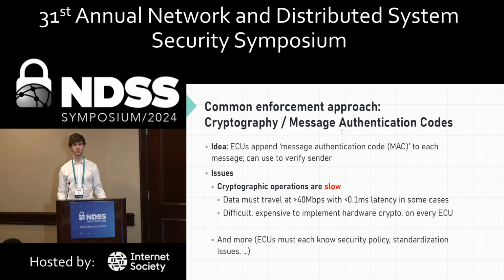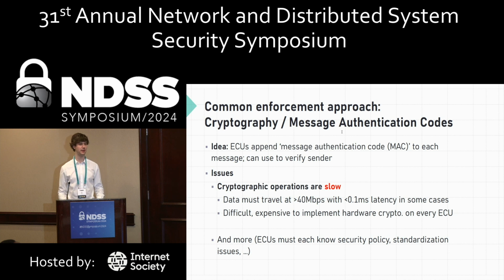A common approach to doing this that's very common in the literature, even though it's not really described this way, is with cryptography or message authentication codes, or MACs. The idea here is that ECUs will append a MAC to each of their messages using a cryptographic operation, and then another ECU can use that MAC to verify who sent it. But the problem with this is that cryptographic operations are slow, especially on resource-constrained ECUs like you'd find in a car. And that's a problem, because some data in vehicles must travel at over 40 megabits per second with less than 0.1 millisecond of latency in some cases, which is really hard.